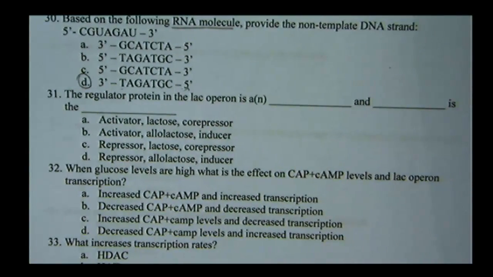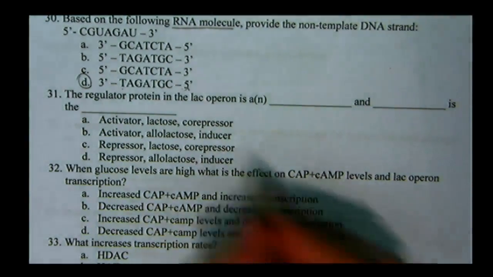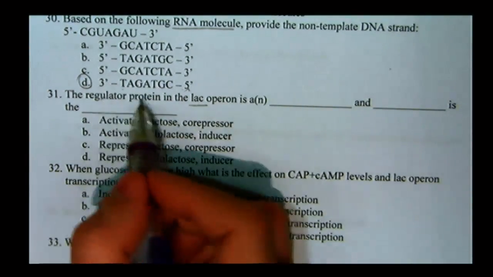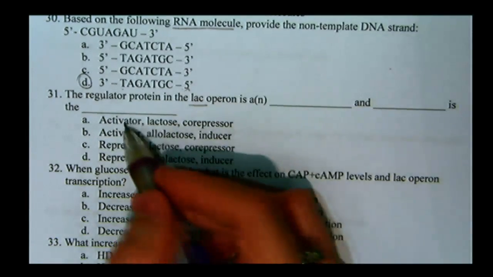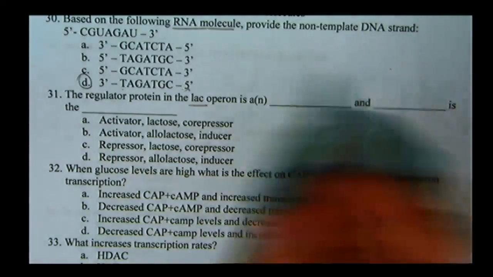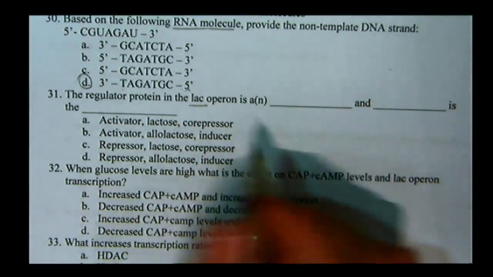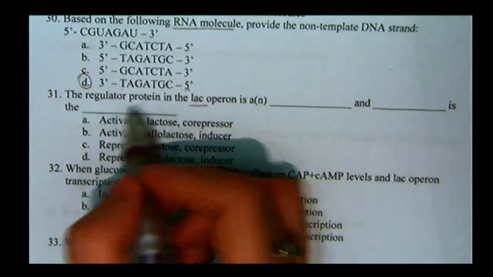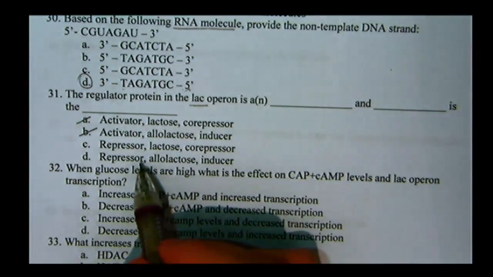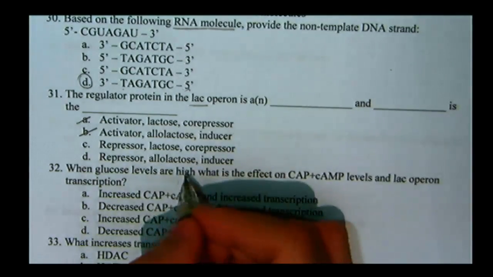Okay, and here we're talking about the operon, so the lac operon specifically. The regulator protein in the lac operon is either going to be an activator or a repressor. So the regulator protein in the lac operon is a repressor, and allolactose is the inducer.